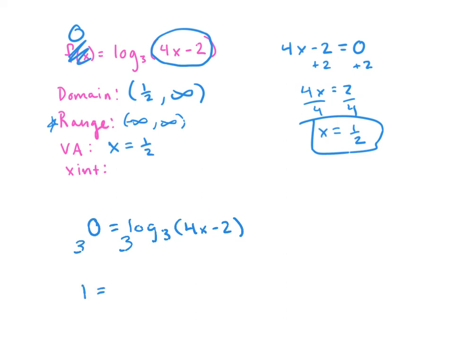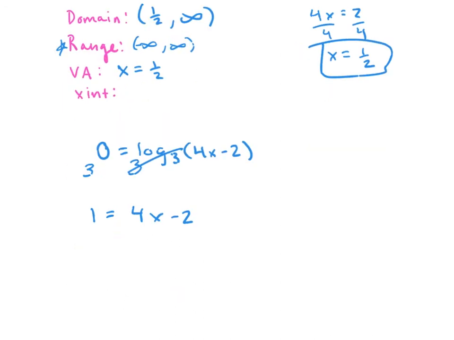So 4x minus 2 is equal to 1. Then we just solve for x. So add 2 to both sides. 3 is equal to 4x. Divide by 4. X is equal to 3/4. So how would we write that as our x-intercept? 3/4, comma 0. Perfect.